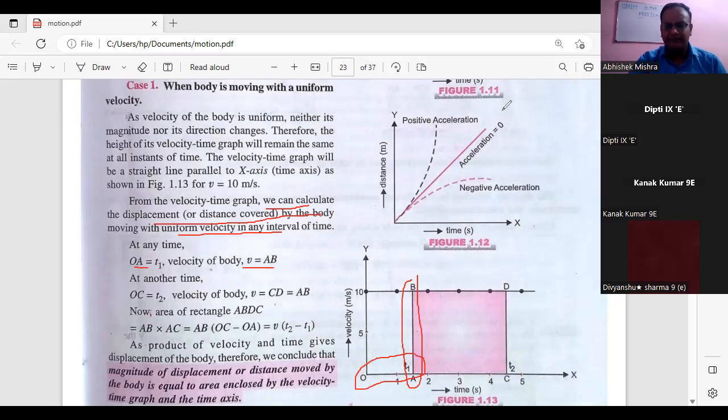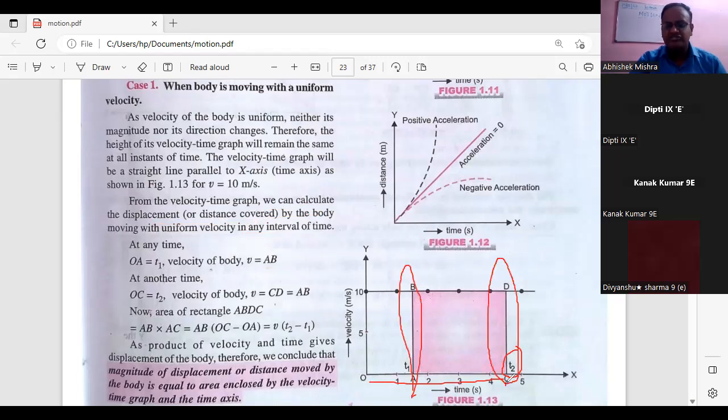Yes, sir. Now at another time, what is another time? T2. We will say T2 is equal to OC. Okay. And what will be the velocity? Any guesses? As for the time T1, we are saying the velocity AB. So at the time T2, what will be the velocity?